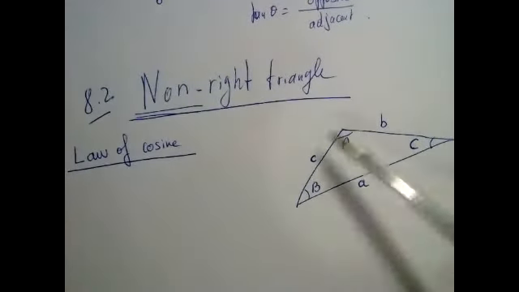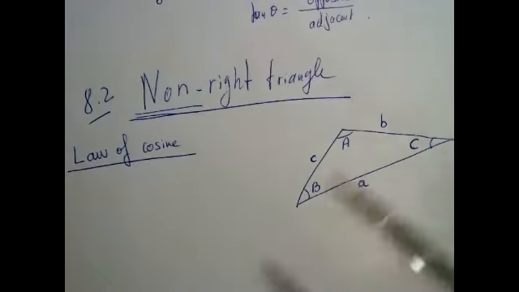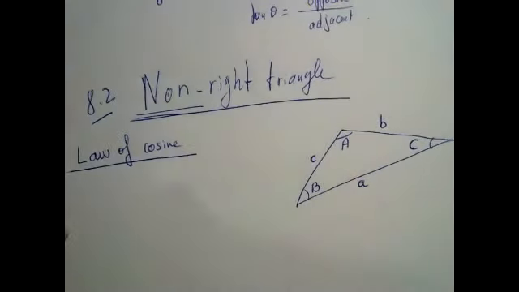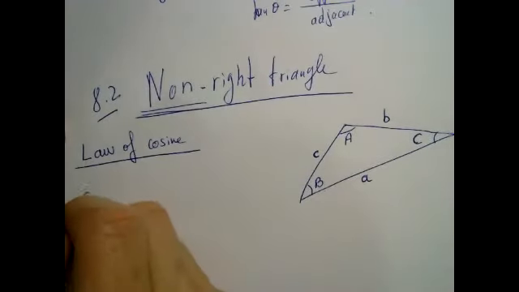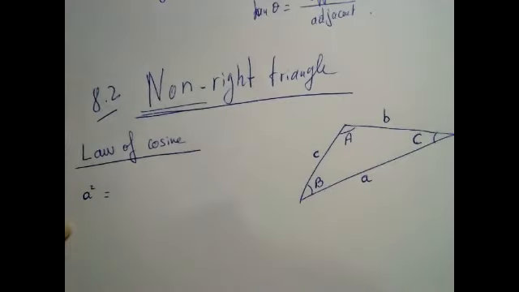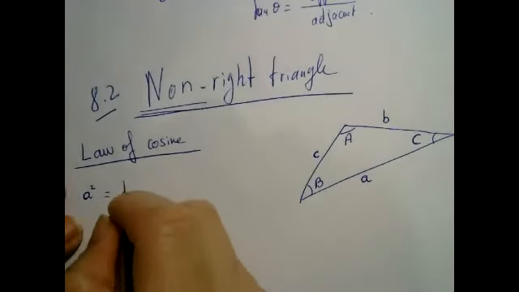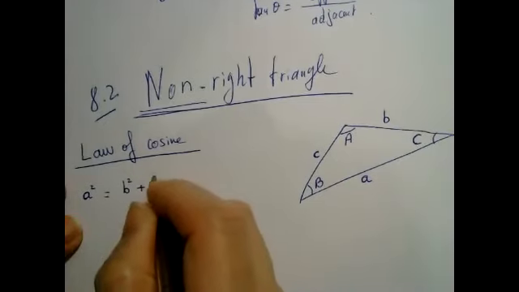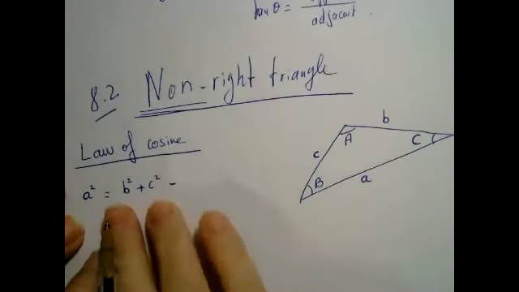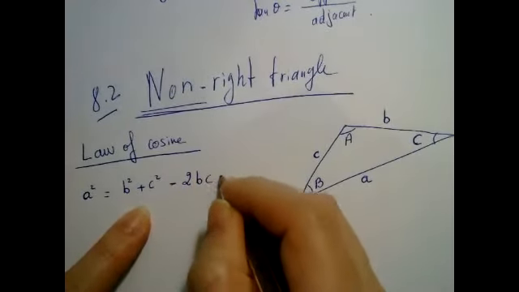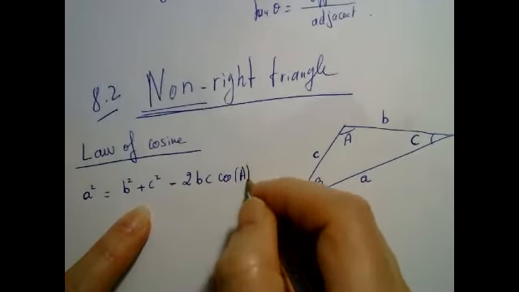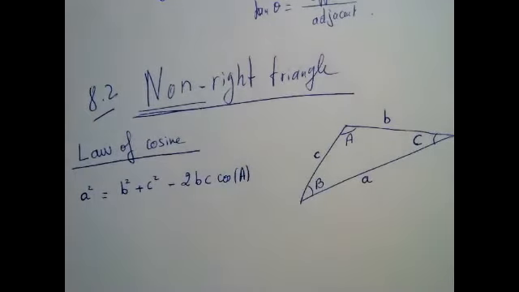The idea is, what's the relationship between the sides if we don't have a nice triangle? The law of cosines tells me the following. It sounds a little bit bizarre at the beginning, but then we're going to work with it. It tells me that a squared is equal to b squared plus c squared minus 2 times bc times the cosine of the angle A. So it's not Pythagorean anymore.